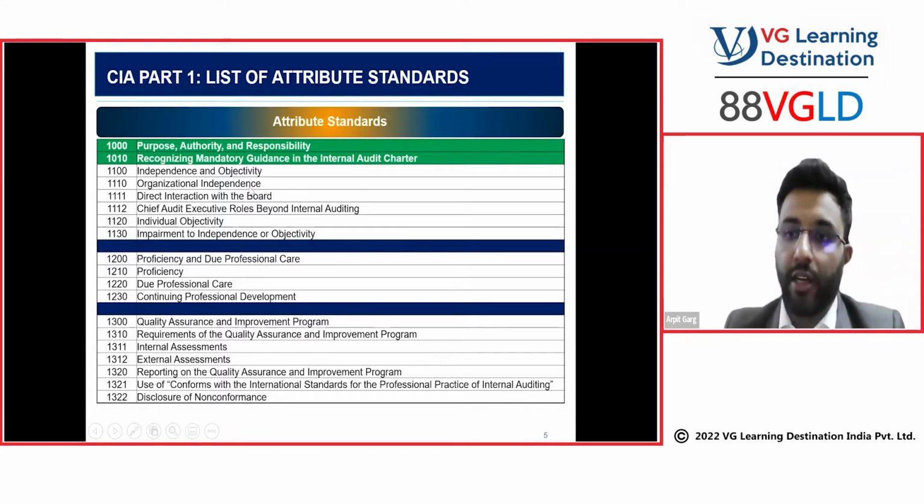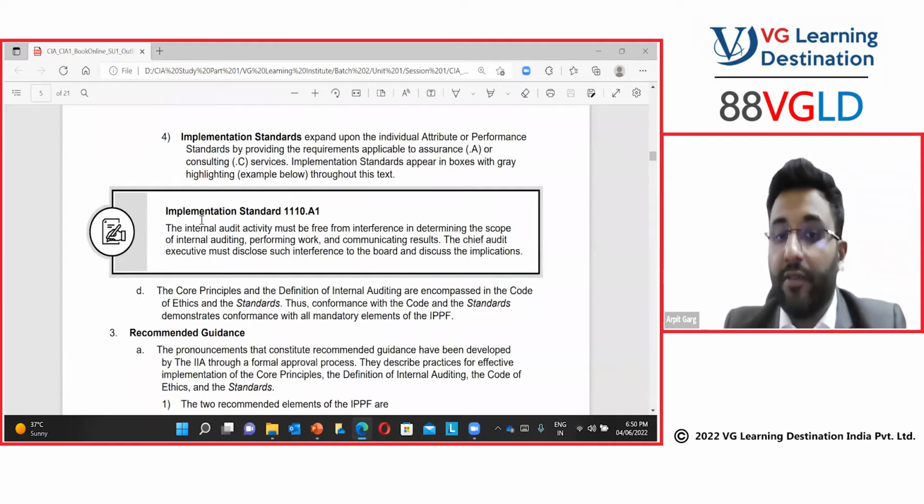When we cover the next unit, we'll understand that at more length. Just understand at this point that internal audit activity should be independent. Now the implementation standard will say how we achieve that. Internal audit activity must be free from interference in determining the scope of internal auditing, performing work, and communicating results. The CAE must disclose such interference to the board and discuss the implication.